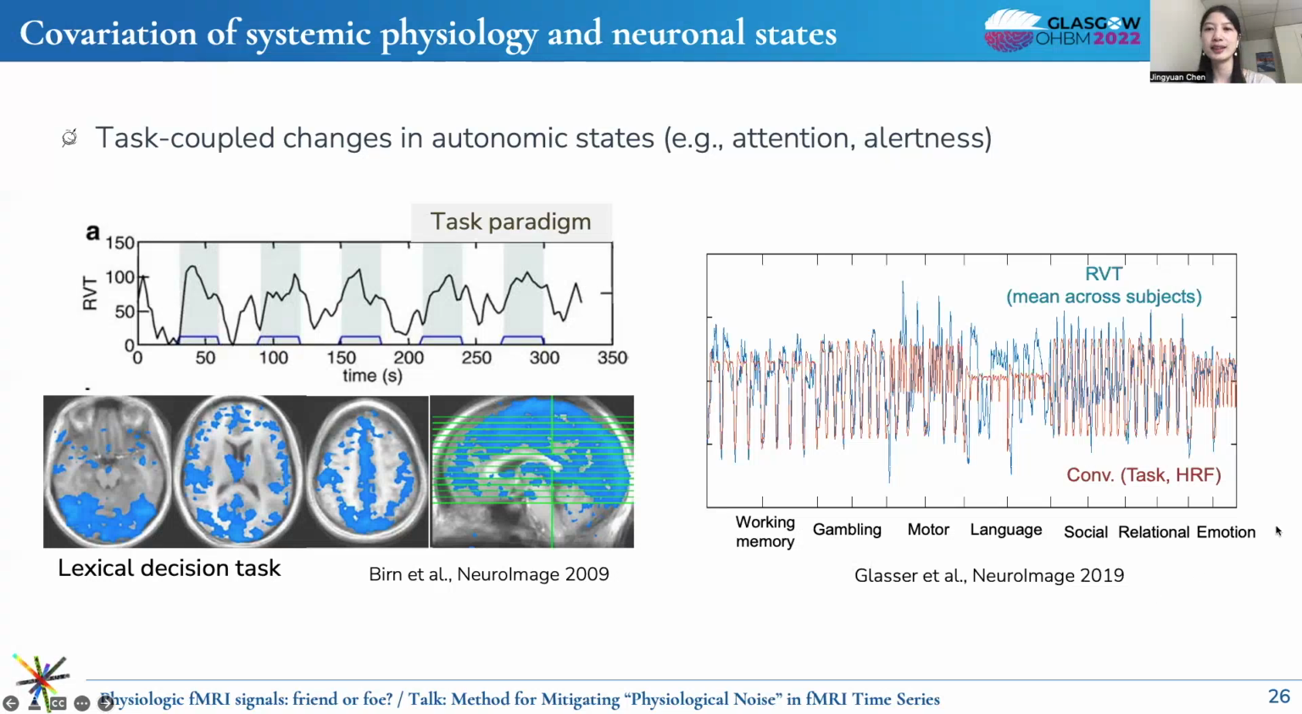And in a recent study, the authors correlated the respiration volume per unit time with the task model response across a range of cognitive tasks in the Human Connectome Project. And it seems like in most paradigms, you can see a coupling between these physio and task responses, suggesting this concern may be more common than what we have expected.